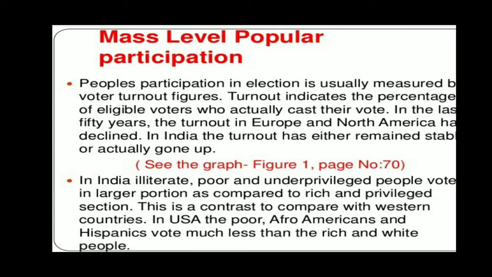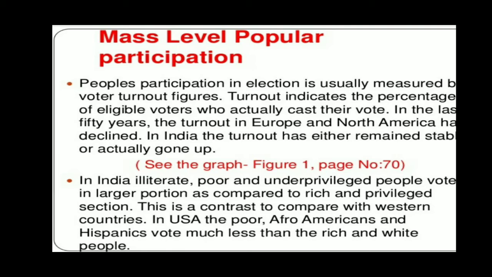Mass level popular participation. This is the next subtopic. People's participation in elections is usually measured by the voter turnout figure. When we talk about the voter turnout figure, it indicates the percentage of eligible voters who actually cast their vote. So what does the voter turnout figure mean? The turnout indicates the percentage of eligible voters who actually cast their vote.